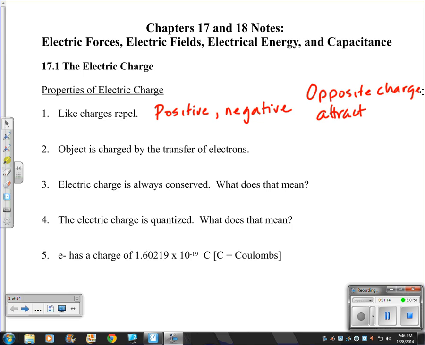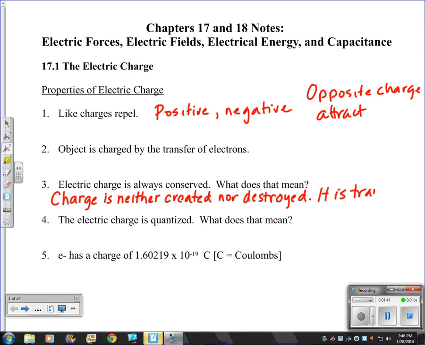Point 3, electric charge is always conserved. What does that mean? Well, point 3 goes with point 2. Conservation of charge means the charge is neither created nor destroyed, it is transferred. Charge can be transferred between objects.